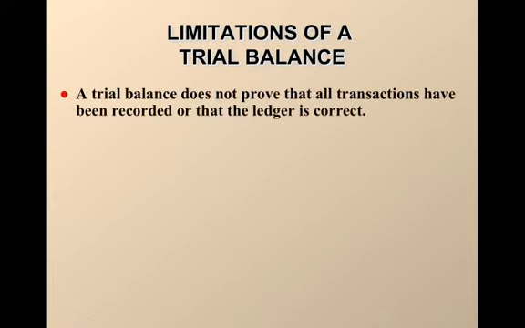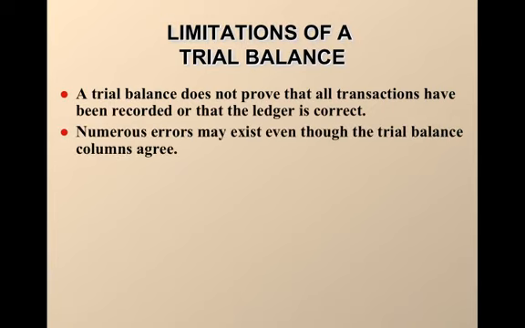Unfortunately, a trial balance isn't perfect. Okay, so it does not prove that all transactions have been recorded or that the ledger is correct. All it's proving is that your debits equal your credits. So if you completely forgot to put an entire transaction in, the trial balance won't show that. Okay? And you might have made another mistake by debiting maybe supplies instead of cash, but your debits still equal your credits, so the trial balance would still show that you balance. However, you might not have the exact right account. So numerous errors may exist even though the trial balance's columns agree.